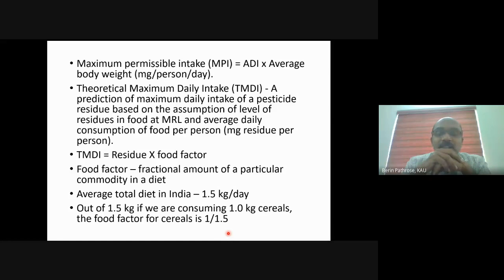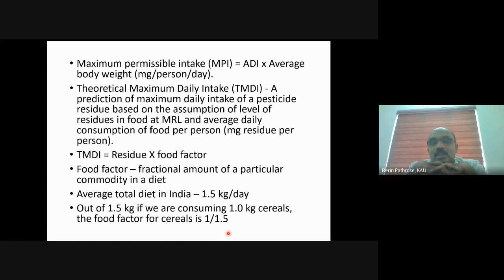Maximum permissible intake is one value wherein we take the body weight of the person. Acceptable daily intake is in milligram per kg body weight per day. Maximum permissible intake is for human beings. There is an average body weight for Indians. The Indian Council of Medical Research, ICMR, gives the average body weight for Indian men and Indian women. So they have statistics for that.